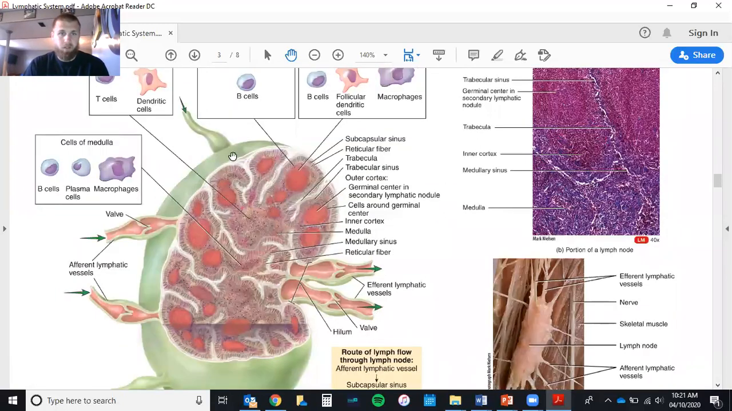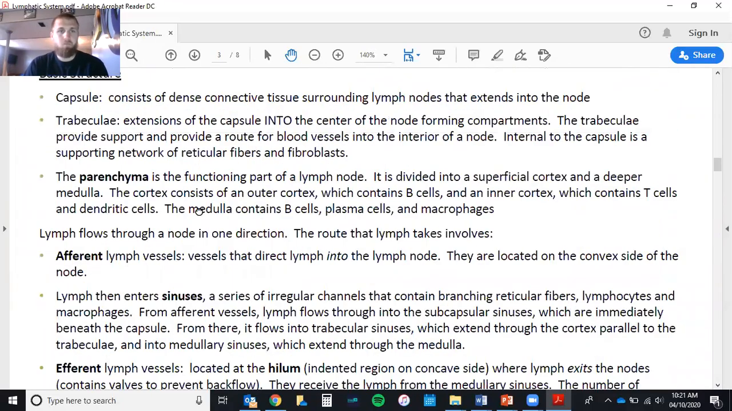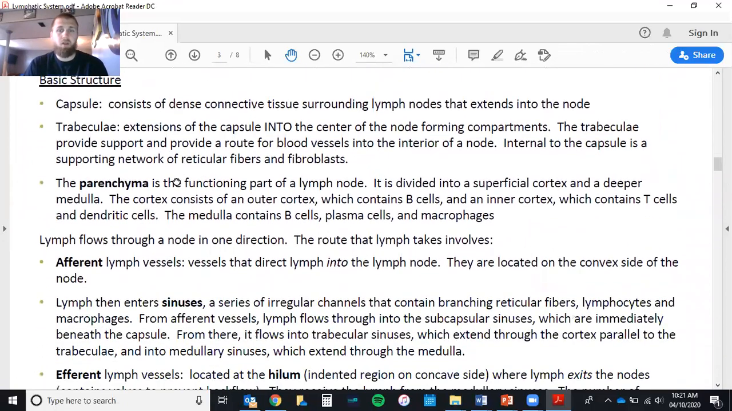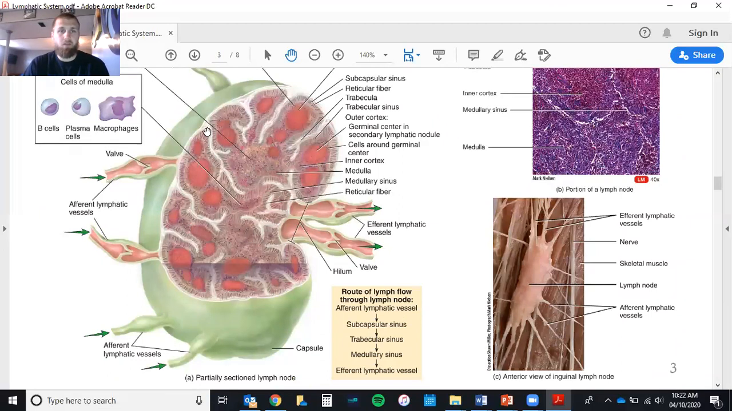First of all, surrounding the entire structure, shown here in this picture in green, is its capsule. The capsule is made up of connective tissue. It gives support and strength to the outside of the lymph node, but more importantly, it has projections. That's what these white finger-like extensions shown here are.